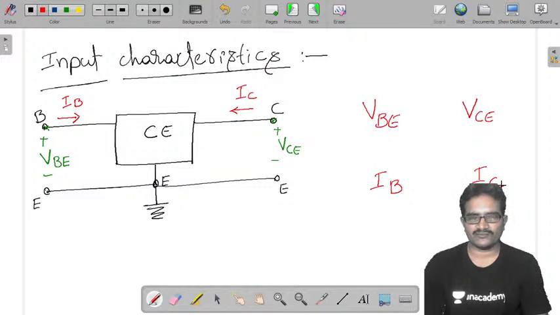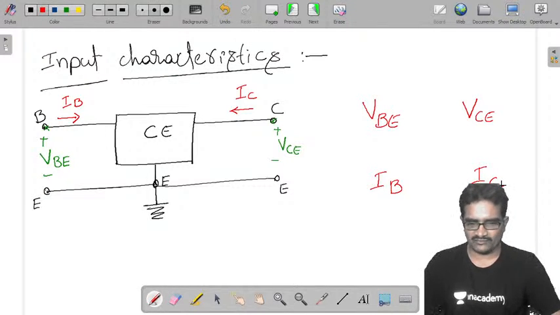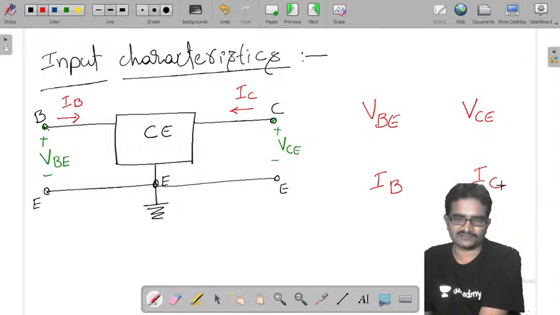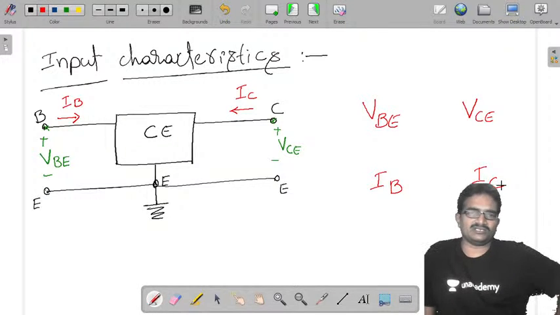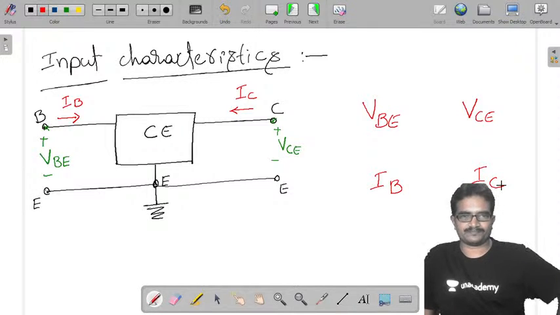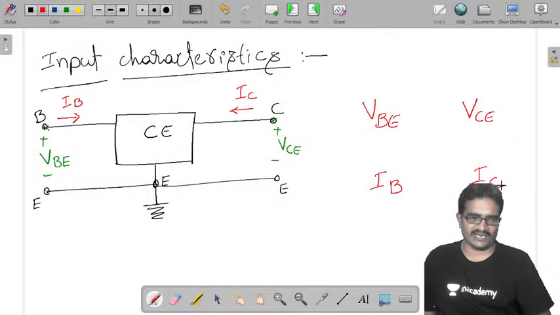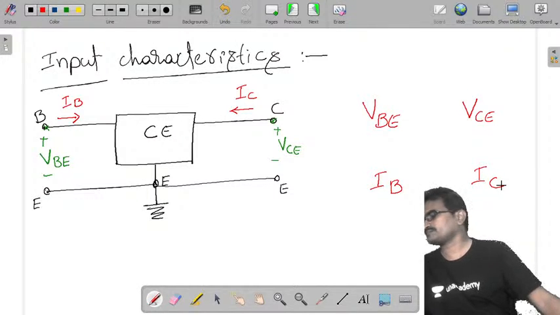Now, in these 4 parameters, I am taking 2 parameters as independent and the remaining 2 parameters as dependent. Why? Because here I represented my transistor as a black box representation. The beauty of the black box representation is, from the knowledge of terminal characteristics, you can estimate the behavior of your system, whatever is present inside the black box. That is the beauty of the black box.